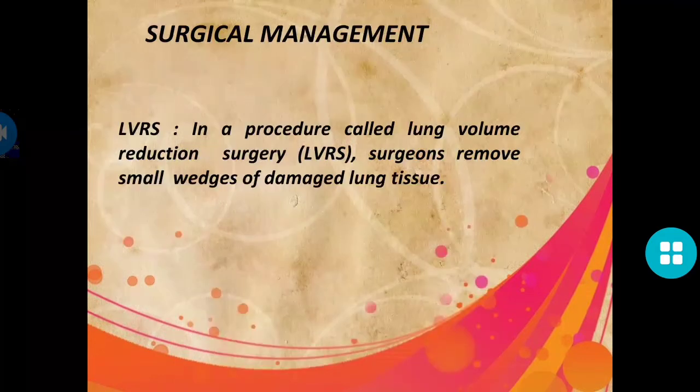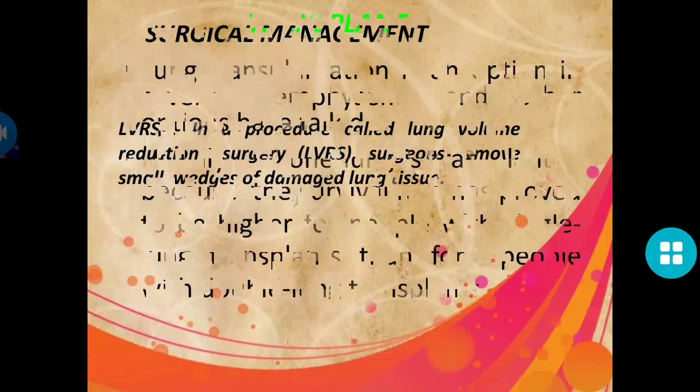Next is surgical management, LVRS. In a procedure called lung volume reduction surgery, surgeons remove small wedges of damaged lung tissue. So what is LVRS and how is it performed? In lung volume reduction surgery, a videoscope is inserted through one of the incisions to allow the surgeon to see the lungs. A stapler and grasper are inserted in the other incisions and are used to remove the most damaged areas of the lungs. The stapler is used to reseal the remaining lung.